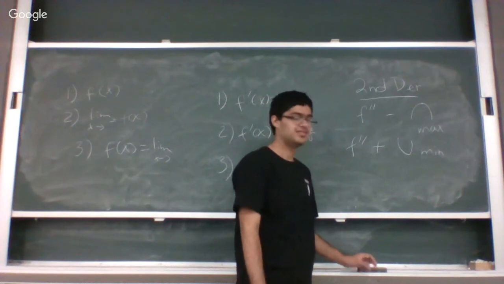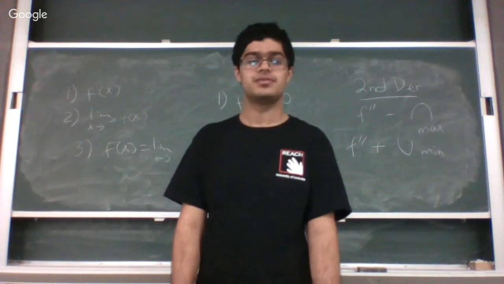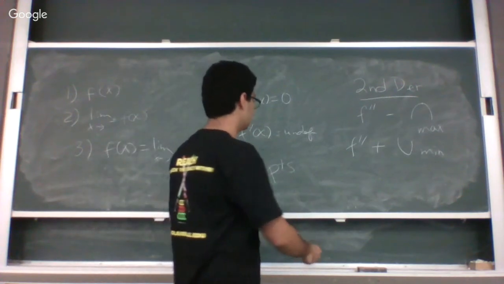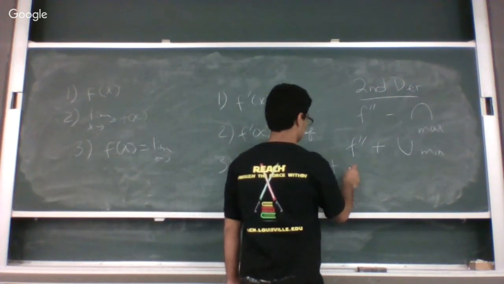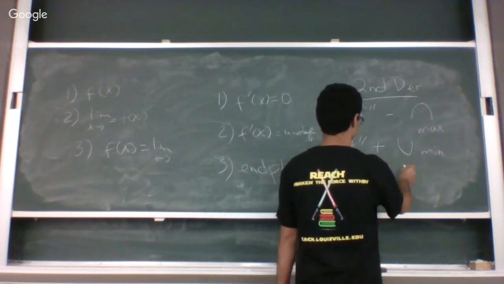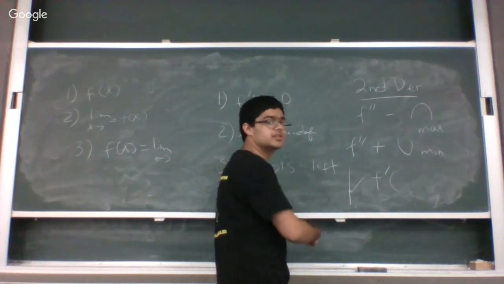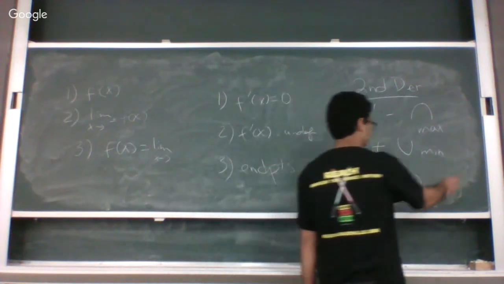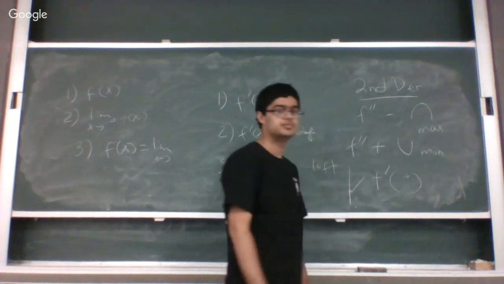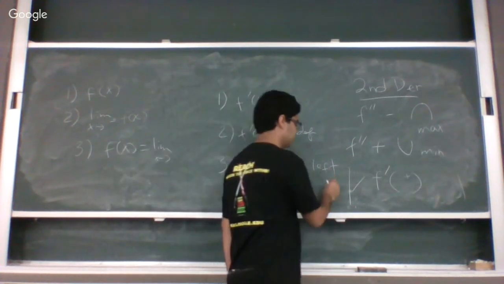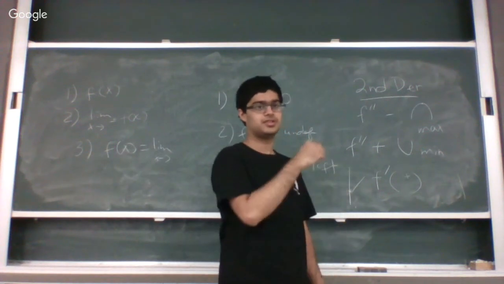So what would you do? You do the first derivative and check. For the left endpoint, you do the first derivative from the right side. But you can't do the second derivative test because there is nothing that goes up and down.